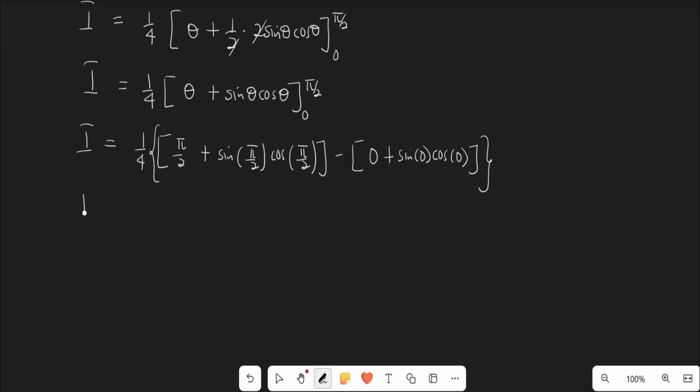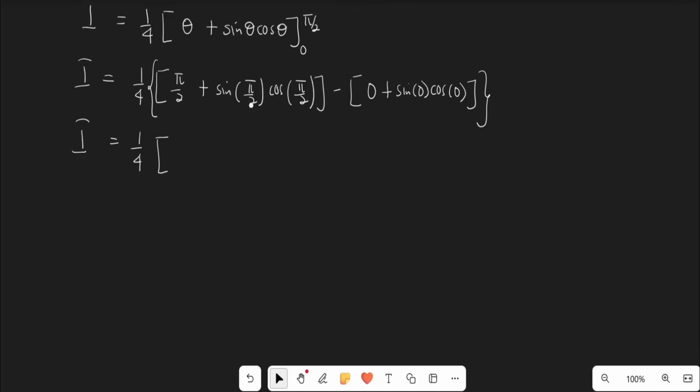All multiplied by 1 over 4, and then what do we have? This is sine pi over 2. Sine 90 is 1. Cosine of 90 is 0. So everything here is 0, right? And now when we come here, sine of 0 is 0, cosine of 0 is 1, everything here is 0. So everything is 0, it's just left with pi over 2. And that simplifies to pi over 8. Therefore, this integral evaluates to pi over 8.